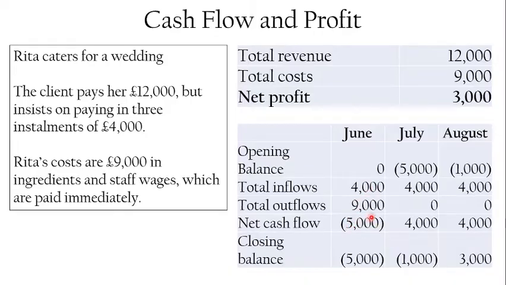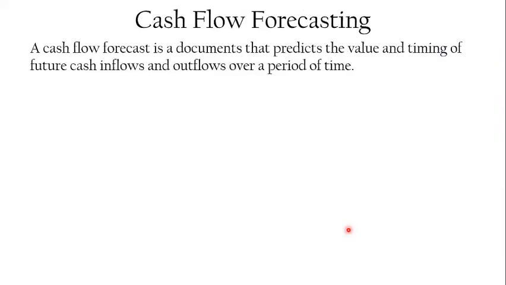So what does that do to Rita's cash flow? Well, in the first month, she gets 4,000 in, she spends 9,000, she's got minus 5,000 in the bank at the end of the month, right? That carries on into July, where she gets another 4,000. So at the end of July, she's still minus 1,000 in the bank, and at the beginning of August, that balance is carried. So the difference between cash flow and profit is you can be profitable, but you can run out of cash, as Rita has in June and July, and that's all because of the timing of the payments.